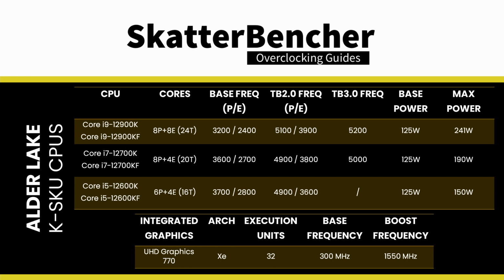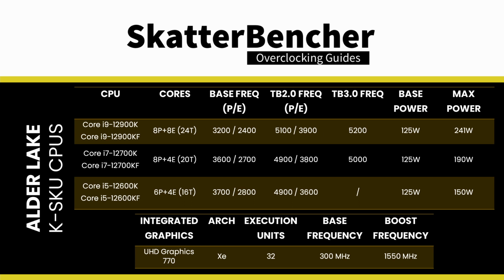The base frequency is 3.2 GHz for the P-cores and 2.4 GHz for the E-cores. The maximum single core boost frequency is 5.1 GHz for the P-cores and 3.9 GHz for the E-cores. The maximum all-core boost frequency is 4.9 GHz for the P-cores and 3.7 GHz for the E-cores. The favored P-cores can boost 100 MHz higher to 5.2 GHz. The processor base power is 125 watt and the maximum turbo power is 241 watt.